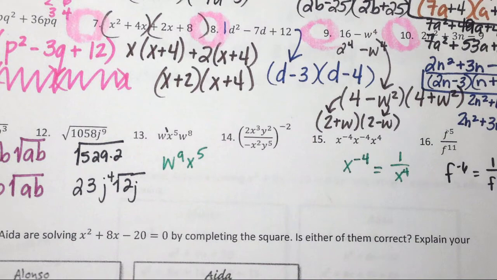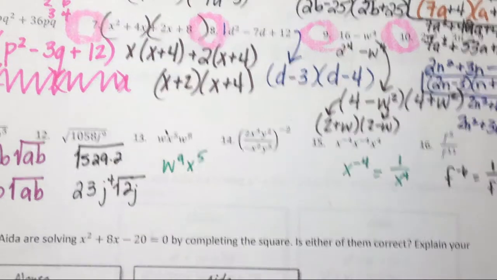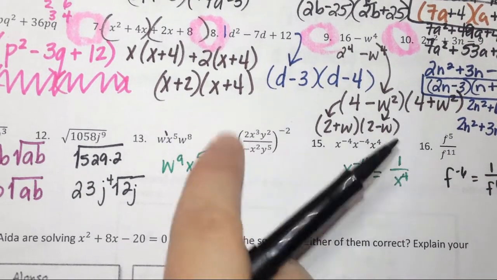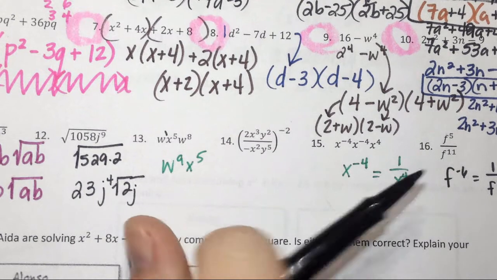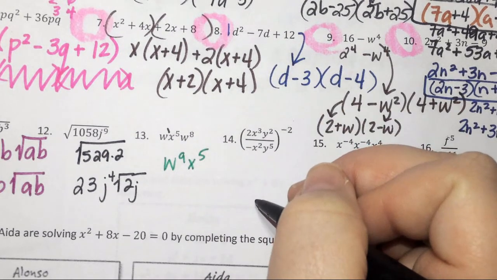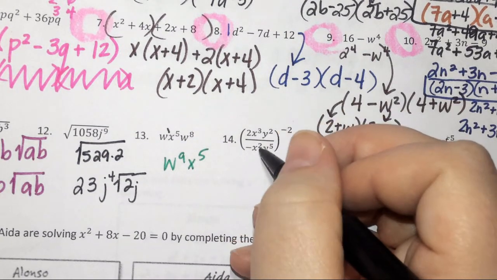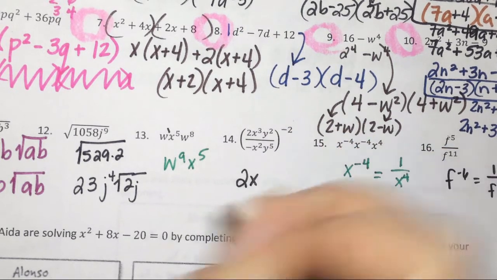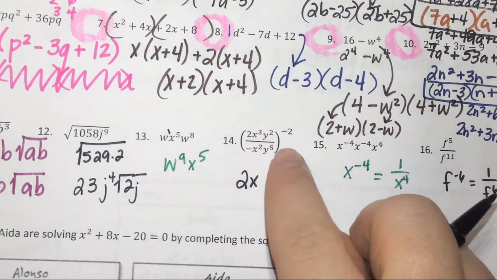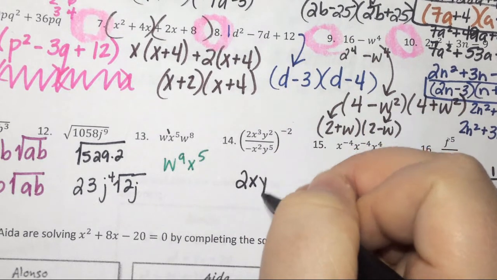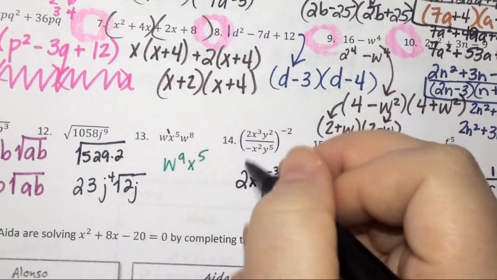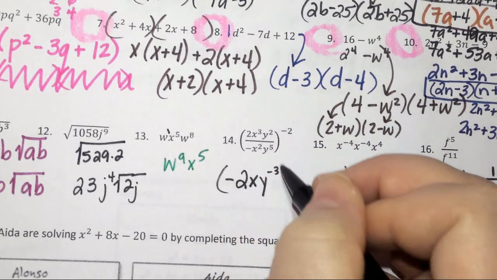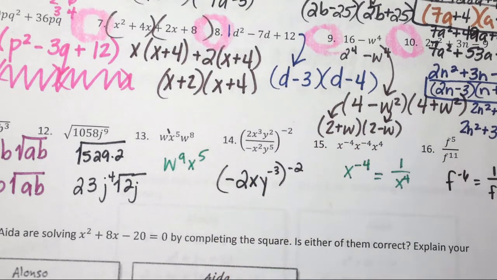Okay, finally 14. Let's see. I've got to deal with that negative exponent, but I'm wondering if I could simplify inside the giant parentheses first before I go there. So x to the 3rd, x to the 2nd, if we subtract, we're going to end up having x to the 1st. y to the 2nd, y to the 5th, if we subtract, we're going to have y to the negative 3. And I can't forget about that negative sign on the outside. And it's all raised to the negative 2.